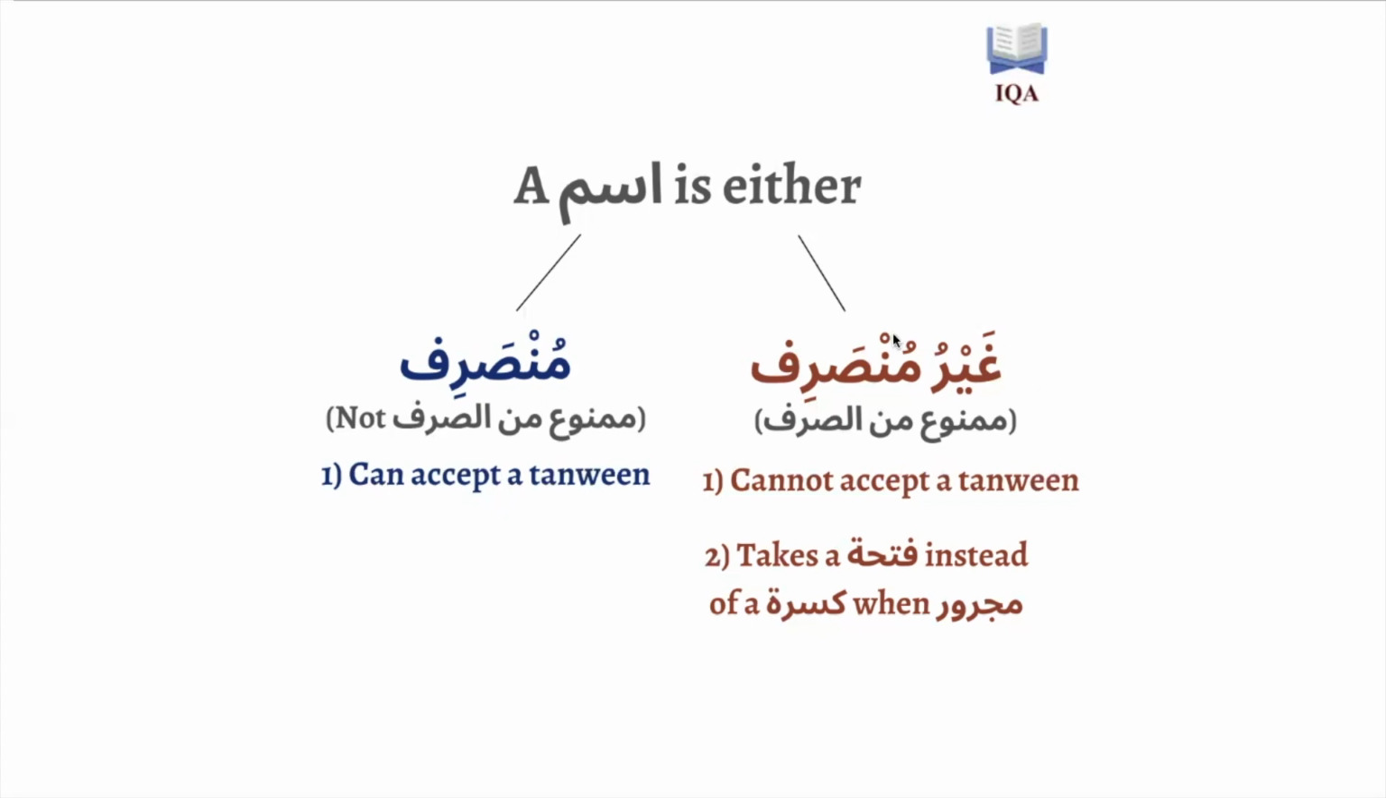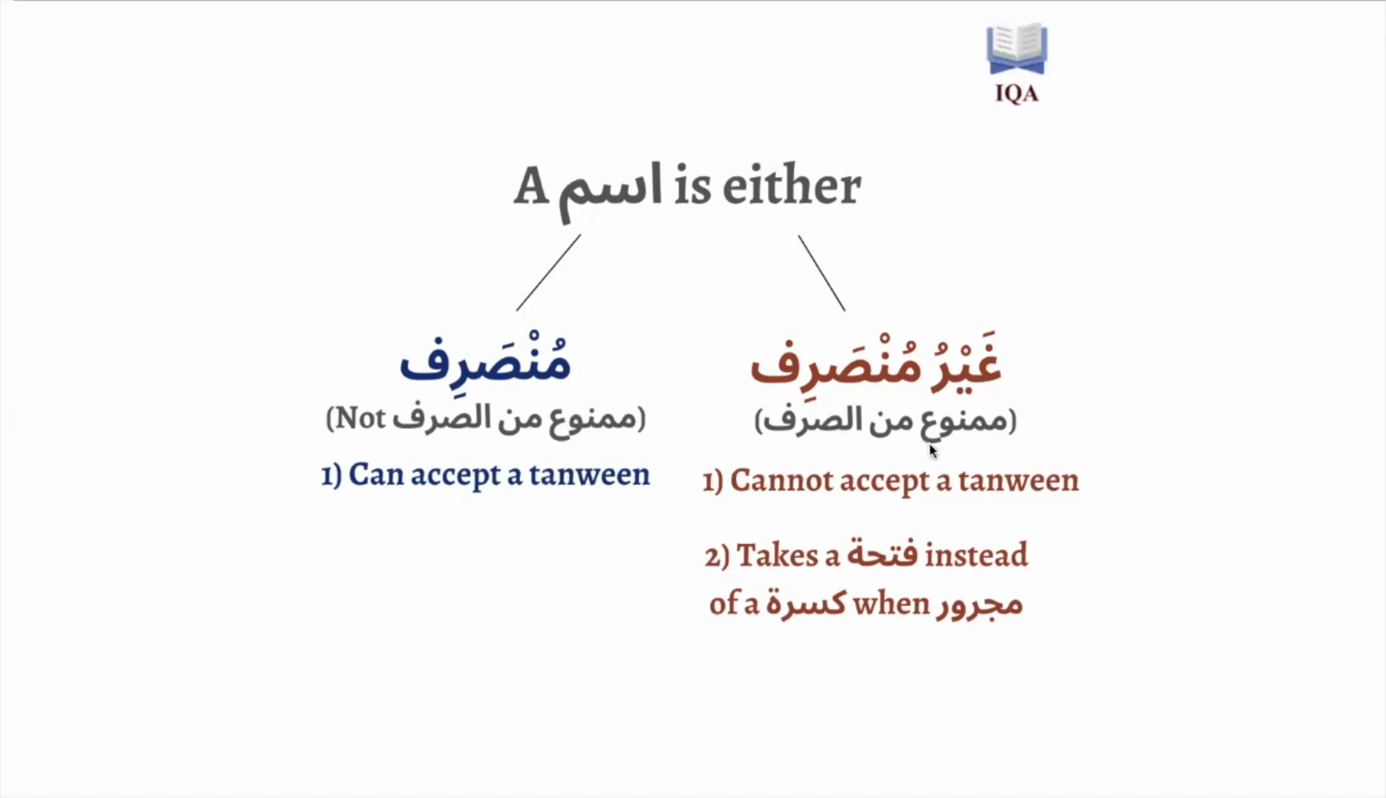Okay. Now there are some nouns in the Arabic language that are ghayr munsarif, which means that they're mamnu' min as-sarf. Ghayr munsarif and mamnu' min as-sarf are synonyms. They mean the same thing. So certain nouns in the Arabic language are ghayr munsarif, i.e. mamnu' min as-sarf, which means that they cannot accept the tanween. That's number one. Second of all, they take a fatha instead of a kasra when they're majrurun.